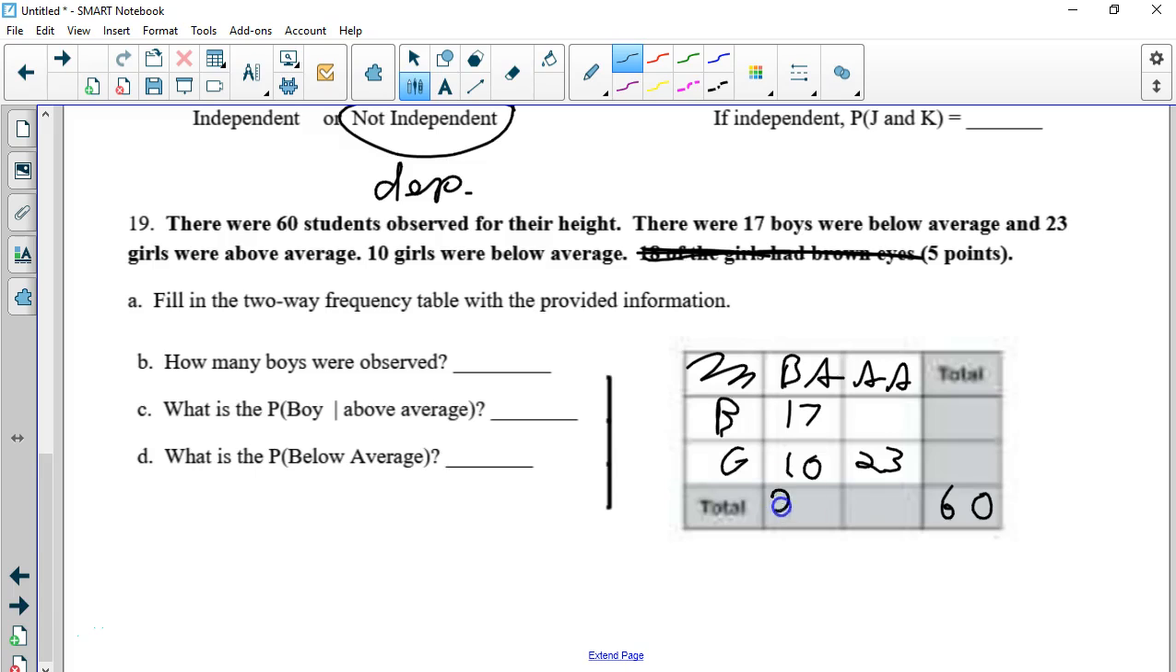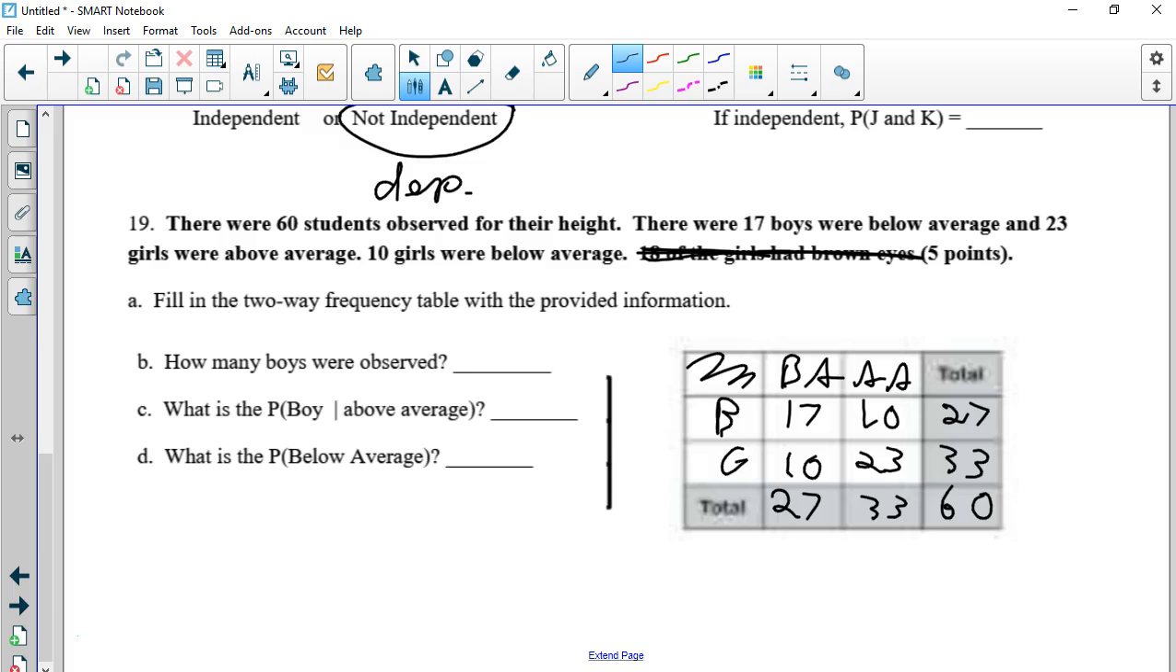Now that we have that, everything else falls like dominoes. 10 plus 17 is 27. 10 plus 23 is 33. 60 minus 33 is 27. 60 minus 27 is 33. And 33 minus 23 is 10. Bam. And no, that just was an accident. I did not mean it to be the same numbers. 27, 33 is worked out that way.